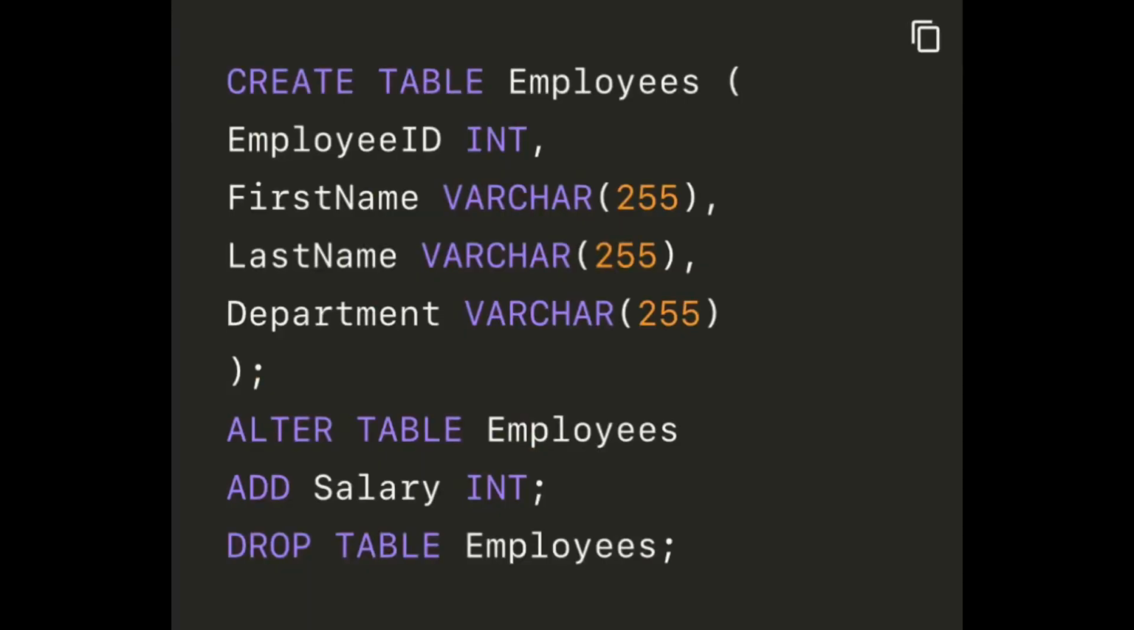So here we have a DDL, or Data Definition Language, example. This code creates a new employee table containing 4 columns: employee ID, first name, last name, and department. It then adds an additional column, salary, to the table. Finally, it drops the employees table from the database.